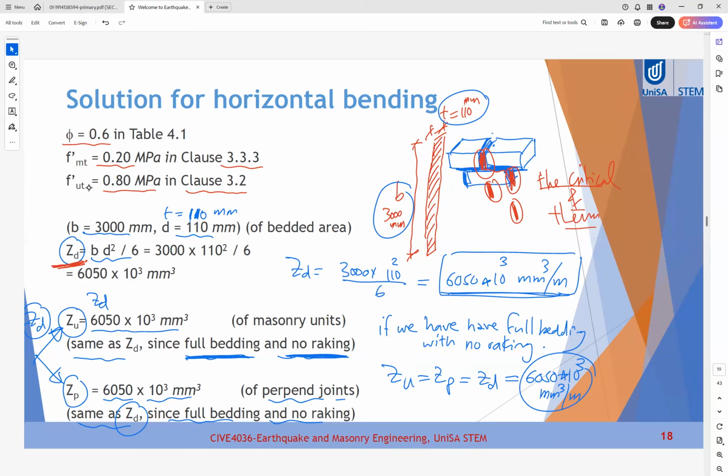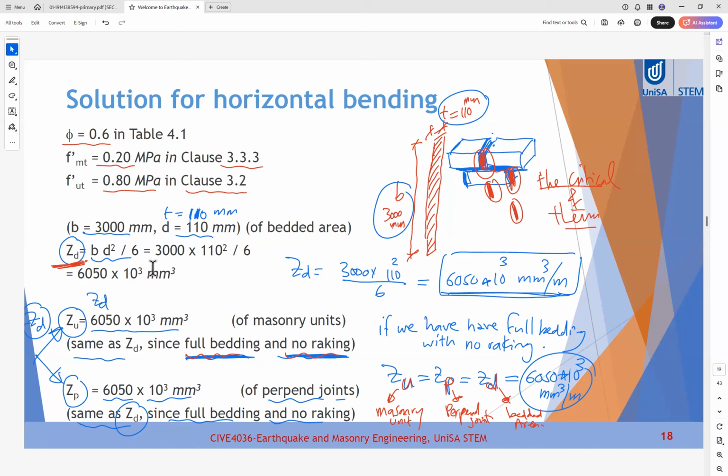Okay. So when we have full bedding and no racking, we have ZU equal to ZB equal to ZD. ZU is for the masonry unit itself, ZB is for the pre-bend or bare bend joint, and ZD is for the bedded area. Okay.